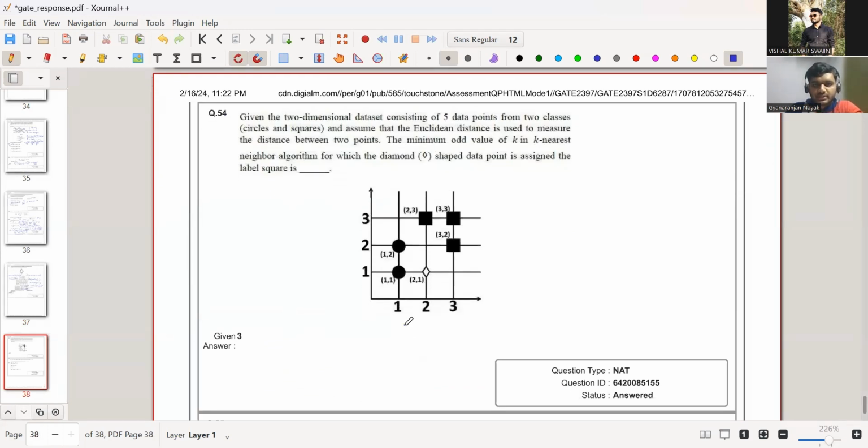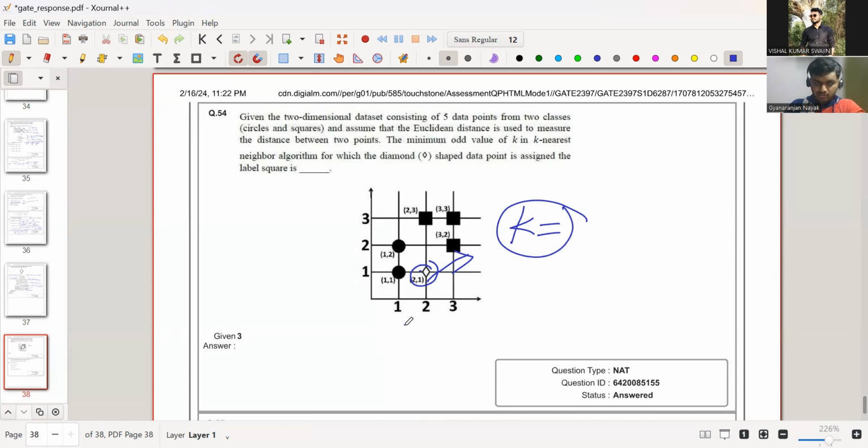Given the two-dimensional dataset consisting of 5 data points from two classes, circle and square, and assume that the Euclidean distance is used to measure the distance between 2 points, what is the minimum odd value of k in the k nearest neighbor algorithm for which the diamond shaped data point is assigned the label square? So what is the minimum value of k in k nearest neighbor?